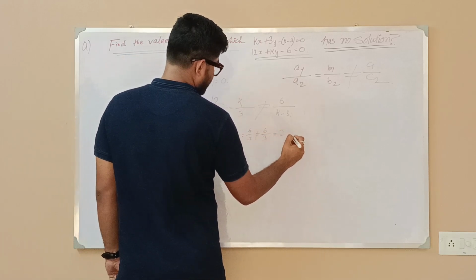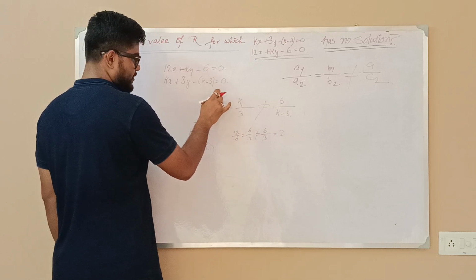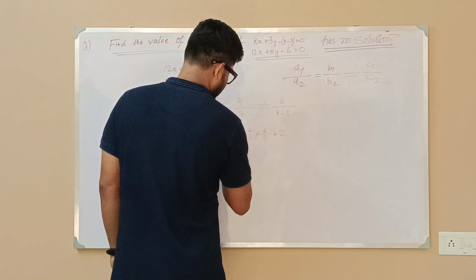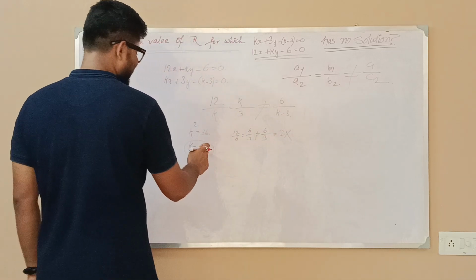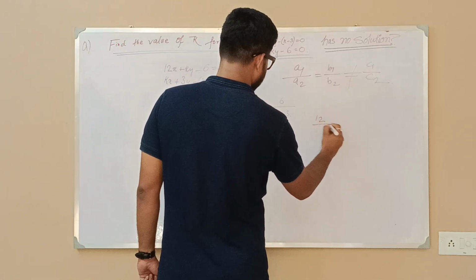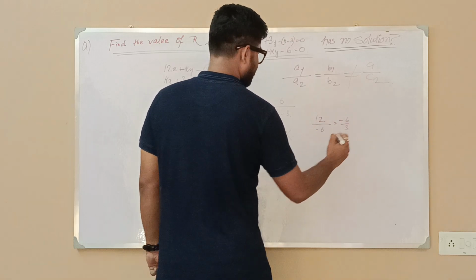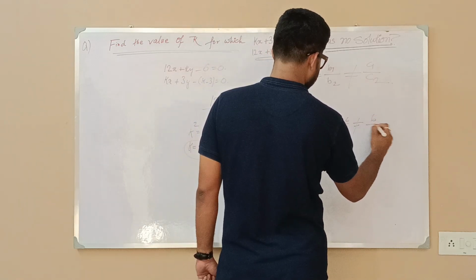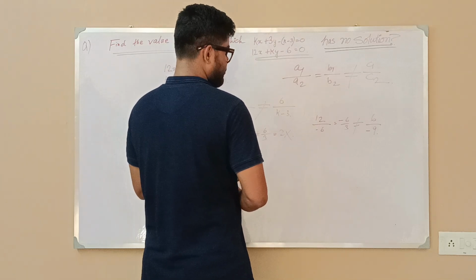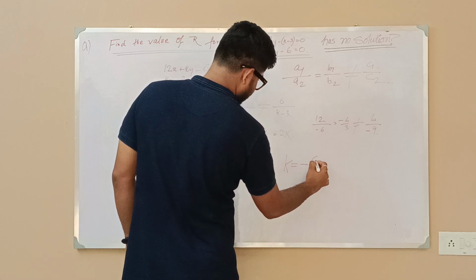So 6 will not do, because if 6 is taken, then this one becomes 2, this one also 2, and this 2. So 2 cannot be taken, so we'll not take 6 as the value of k. Now we'll try -6. Suppose 12/(-6) = -6/3 ≠ 6/(-9). Okay, this will do. So the value of k will be -6.